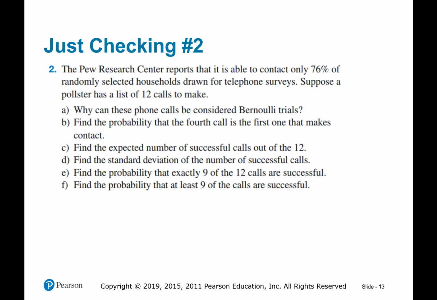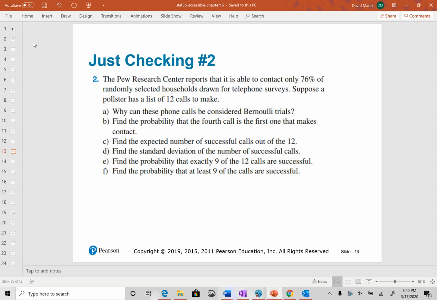All right, so let's try another just checking part of it here. Pew Research Center reports that it's able to contact only 67% of randomly selected households for telephone surveys. Suppose a pollster has a list of 12 calls to make. Why can these phone calls be considered Bernoulli trials?